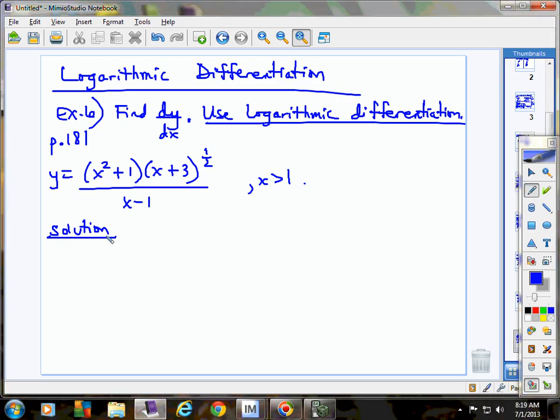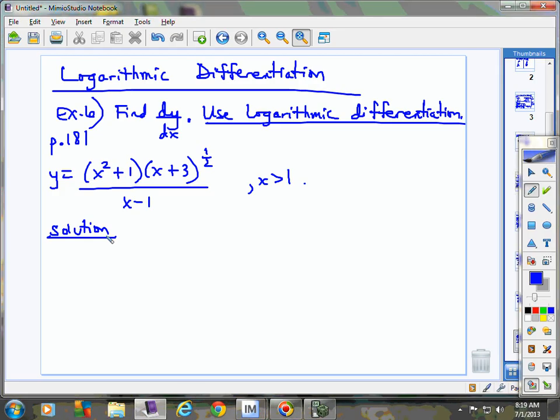All right, the good news and the bad news. Let's do the good news first. The good news is that it's solved for y. y is on one side by itself. The bad news is the other side's a mess. But we've seen messes before, haven't we? Kind of like the chain rule.